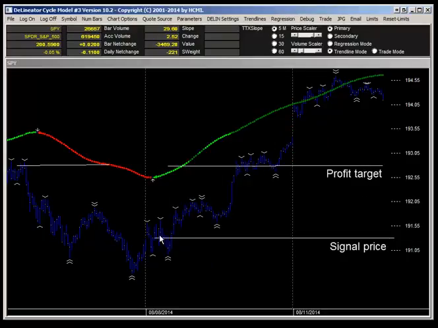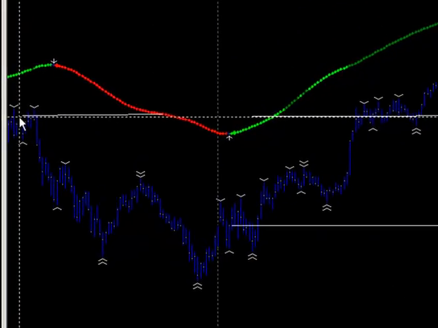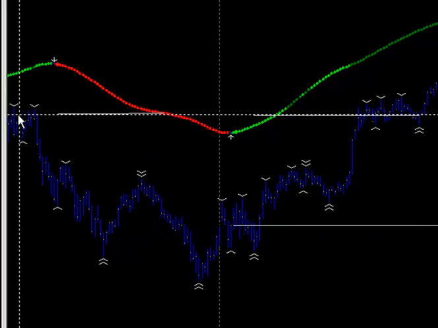So here's our signal price. Here's our profit target. So rule number 1, profit target must be within the range of the most recent double chevrons down on the 5-minute. So here you can see that we're basically right up at that range.